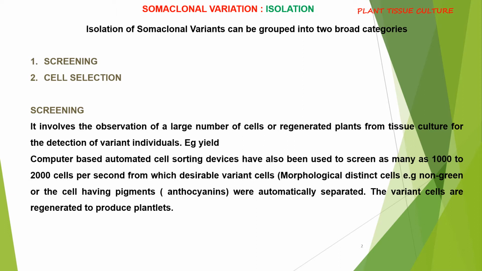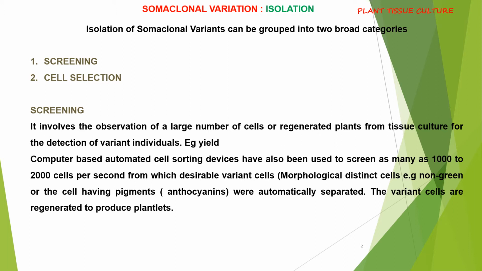The recovery of these somaclones from the in vitro culture is of great importance, and they are then screened for their genetic stability in subsequent generations. The genetically stable somaclones are then multiplied to create new cultivars. Hence, screening and isolation of somaclones is a key step towards crop improvement.